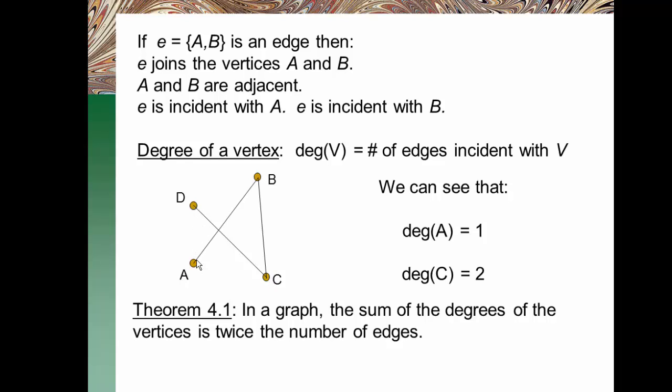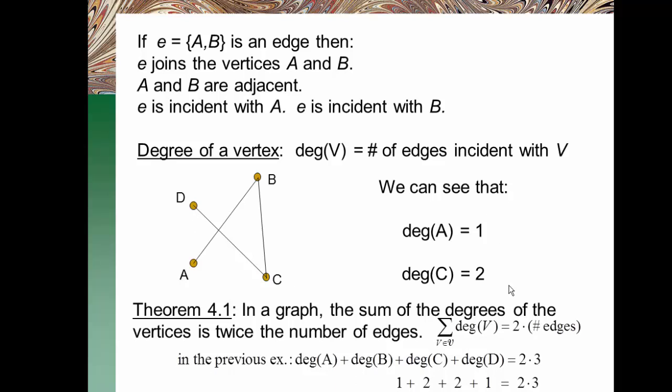Degree of D is 1, so 1 plus 2 plus 2 plus 1 gives us 6. Now, if we count the number of edges, 1, 2, 3, and multiply by 2, that gives us also 6. The theorem is saying that the sum of the degrees is simply the number of edges times 2. Now, why is that true? It's very easy to prove this theorem.